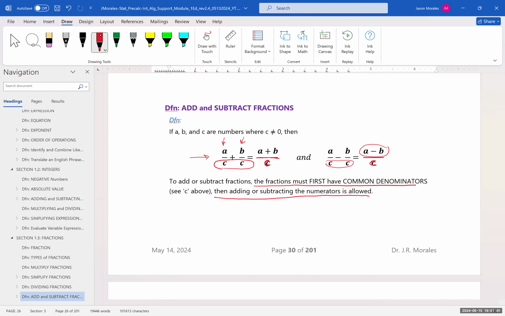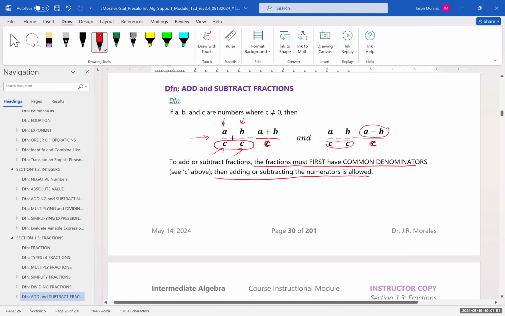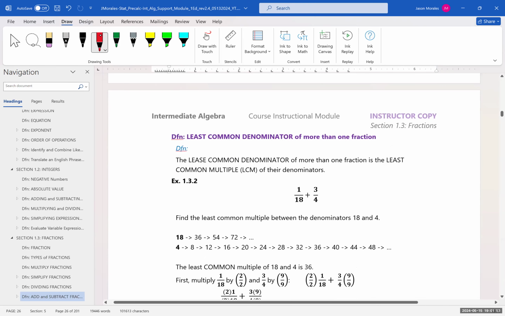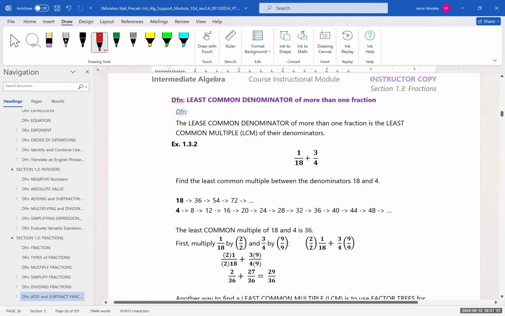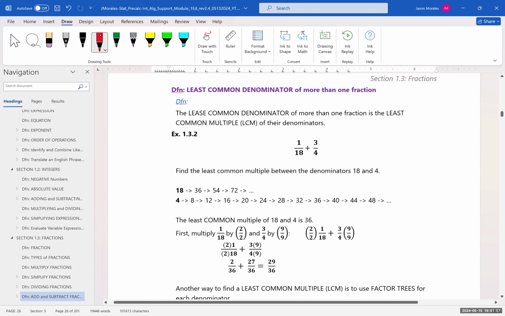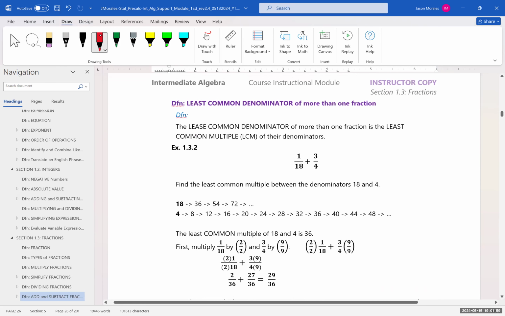The trick is, what happens if the denominators are not the same? Okay, what if they're different numbers? That's where some more work is involved. And so that's where we come across the idea of a least common denominator of more than one fraction. So the least common denominator of more than one fraction is the least common multiple of their denominators.